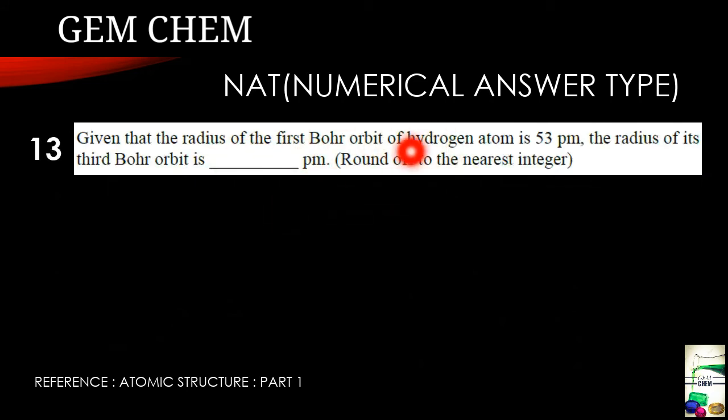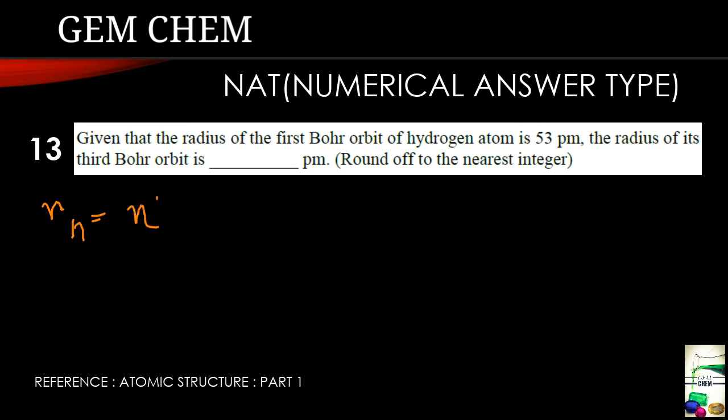Now this is the 13th question. Here we will deal with Bohr radius, and this is an important concept and we have seen it in atomic structure part 1 video. So see this one. What is the formula for Bohr radius? R_n equals n square h square by 4 pi square m e square Z.